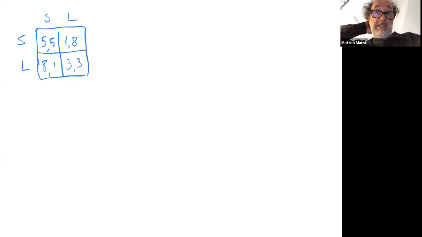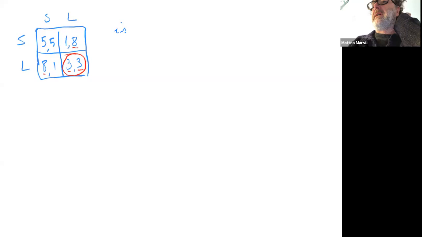Okay, so in this case, you can study the Nash equilibrium of this game. And what you can easily find is that the best response for player two, if player one plays S, is L, and it's L also if player one plays L, and the same is true for player one. So this is the Nash equilibrium of the prisoner's dilemma. So now we can ask, is L an evolutionarily stable strategy?